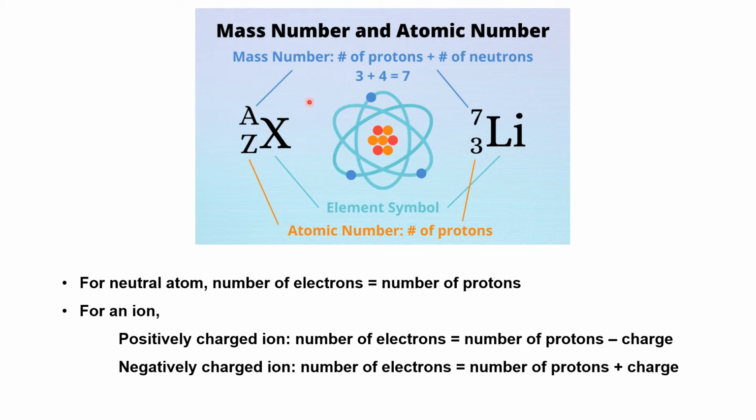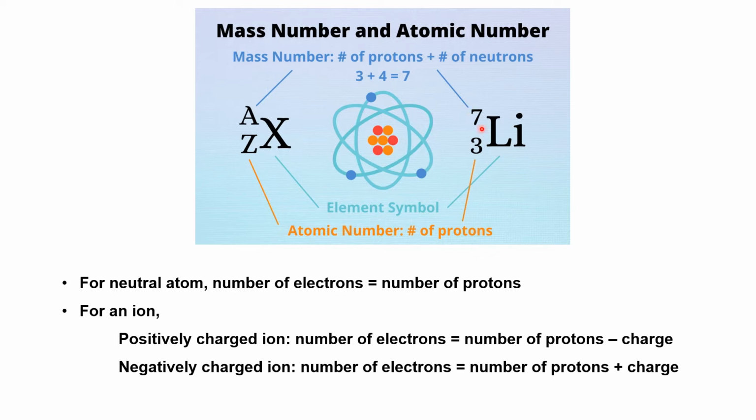Whenever we see an element written in chemistry with a subscript and a superscript, what are these for an element? Suppose we are talking about lithium. Li is lithium. It has a subscript of 3 and a superscript of 7. So what is this 3? 3 is the atomic number, which is the number of protons. The number of protons present in an atom is called the atomic number.